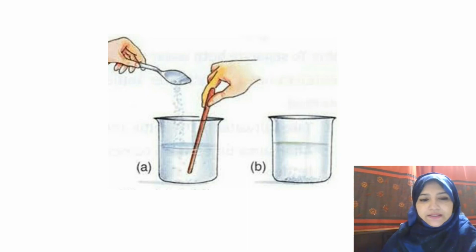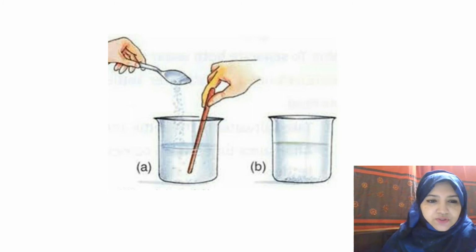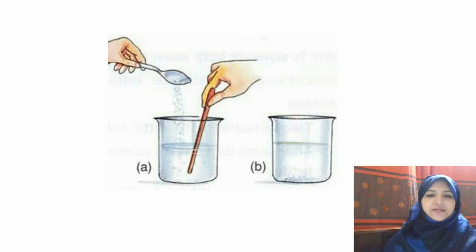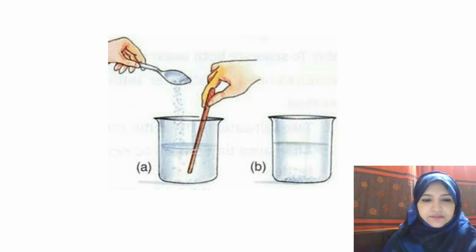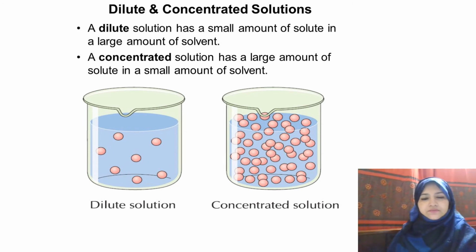That means the solution with less amount of water is the concentrated solution, and the solution with a higher amount of water, that means solvent, is the dilute solution. Actually there is no specific rule to determine which is a dilute and which is a concentrated solution. Now we can summarize this and define the dilute and concentrated solution.